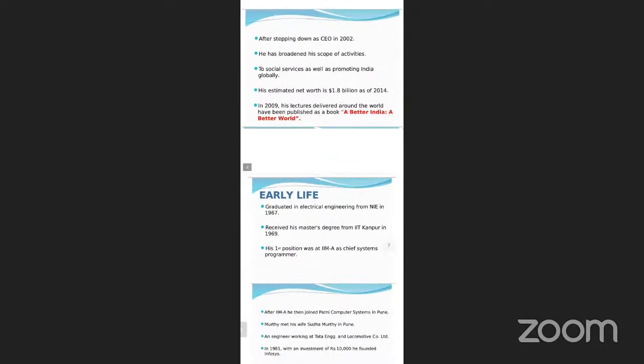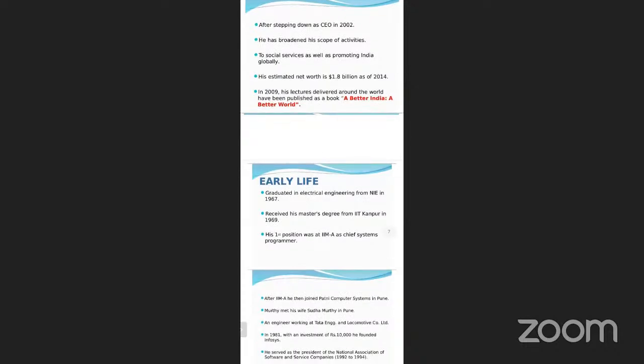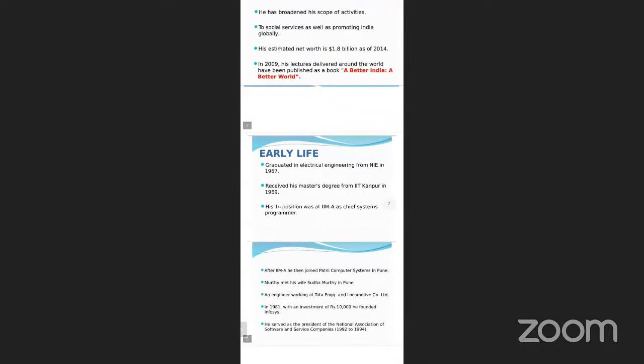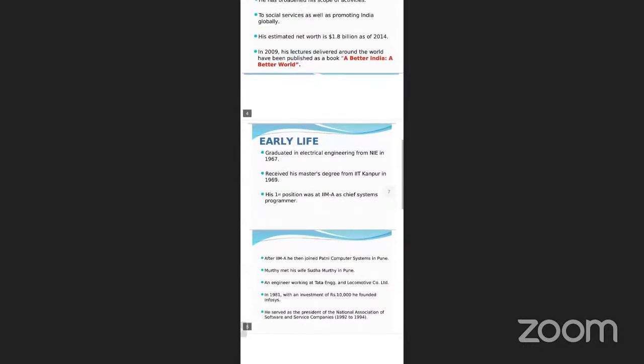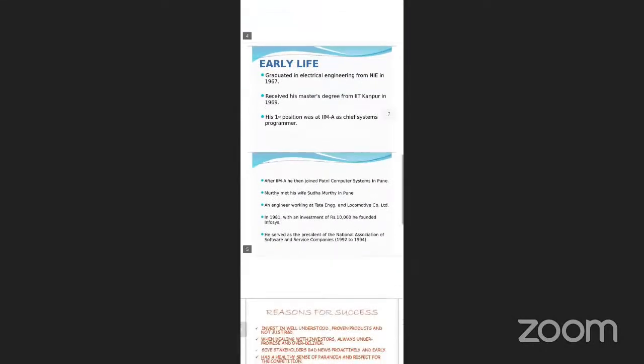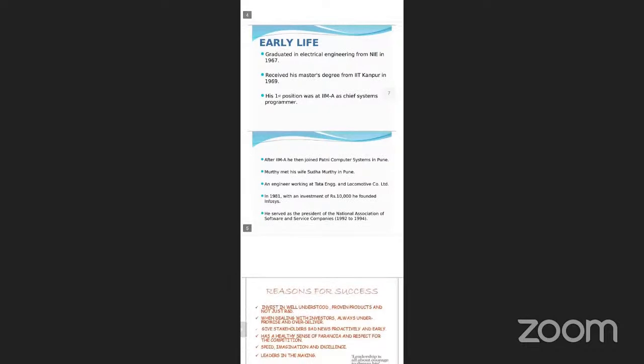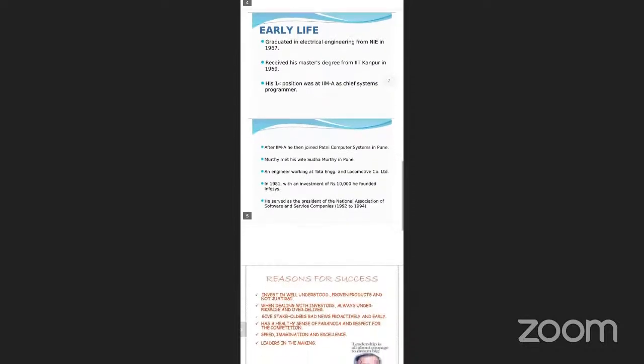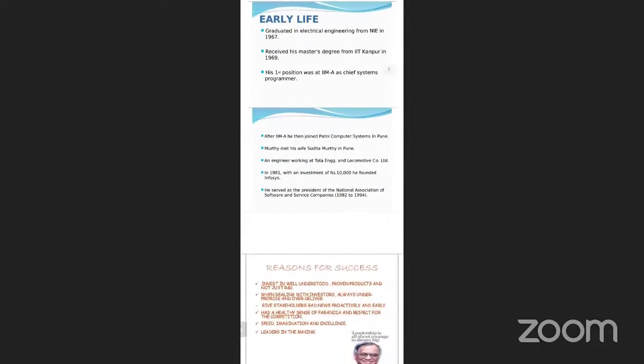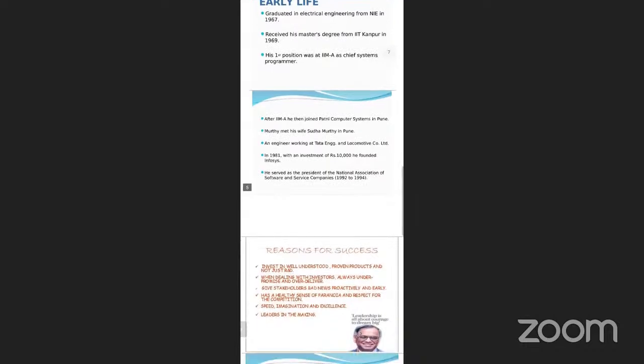Early life. Graduated in electrical engineering from NIE in 1967. Received his master's degree from IIT Kanpur in 1969. His first position was at IIMA as a chief system programmer. After IIMA, he joined Patni Computer Systems in Pune. Murthy met his wife Sudha Murthy in Pune, an engineer working at Tata Engineering and Locomotive Co. Limited. In 1981, with an investment of rupees 10,000, he founded Infosys. He served as the president of the National Association of Software and Service Companies from 1992 to 1994.